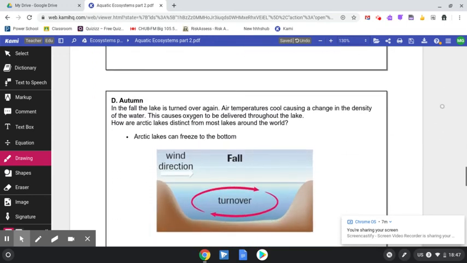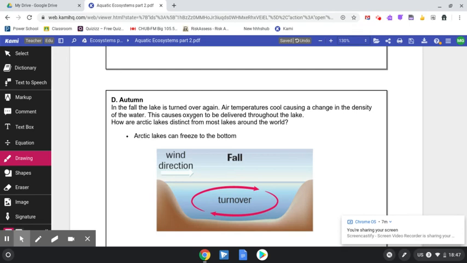All right, moving on to the third season of four, we have the autumn or the fall season. Once again, it's getting colder, the water is getting colder, and the water in the lake is being turned over again. Air temperatures cool, causing a change in the density. So oxygen once again gets flowing around. Arctic lakes, because it's so cold, will freeze at the bottom.